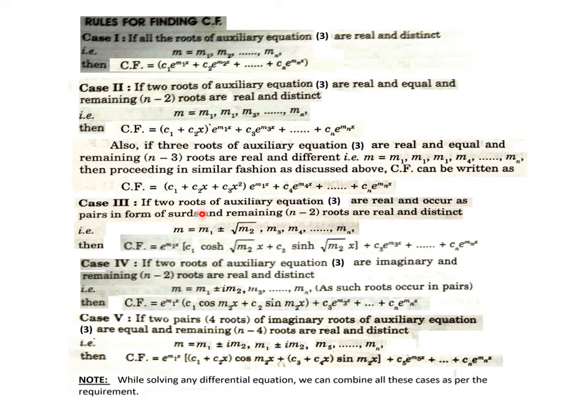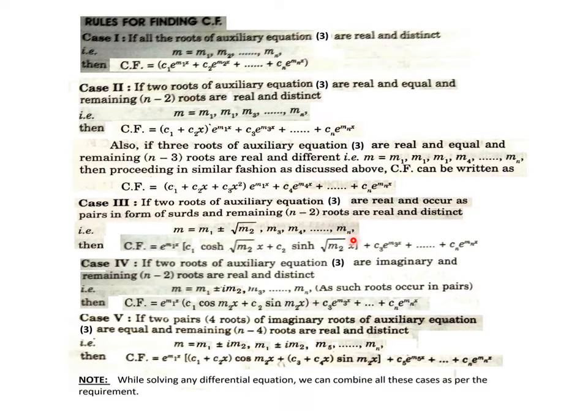Now the third case is: if 2 roots are real and occur as pairs in the form of surds. You know about surds, like 2 roots m equals m1 plus minus root m2 are in a pair because of this plus minus difference only, and in the form of a surd means m1 is a rational number and root m2 is an irrational number, then we call this pair a pair of surds. So 2 roots are in this pair of surds and the remaining roots are real and different.